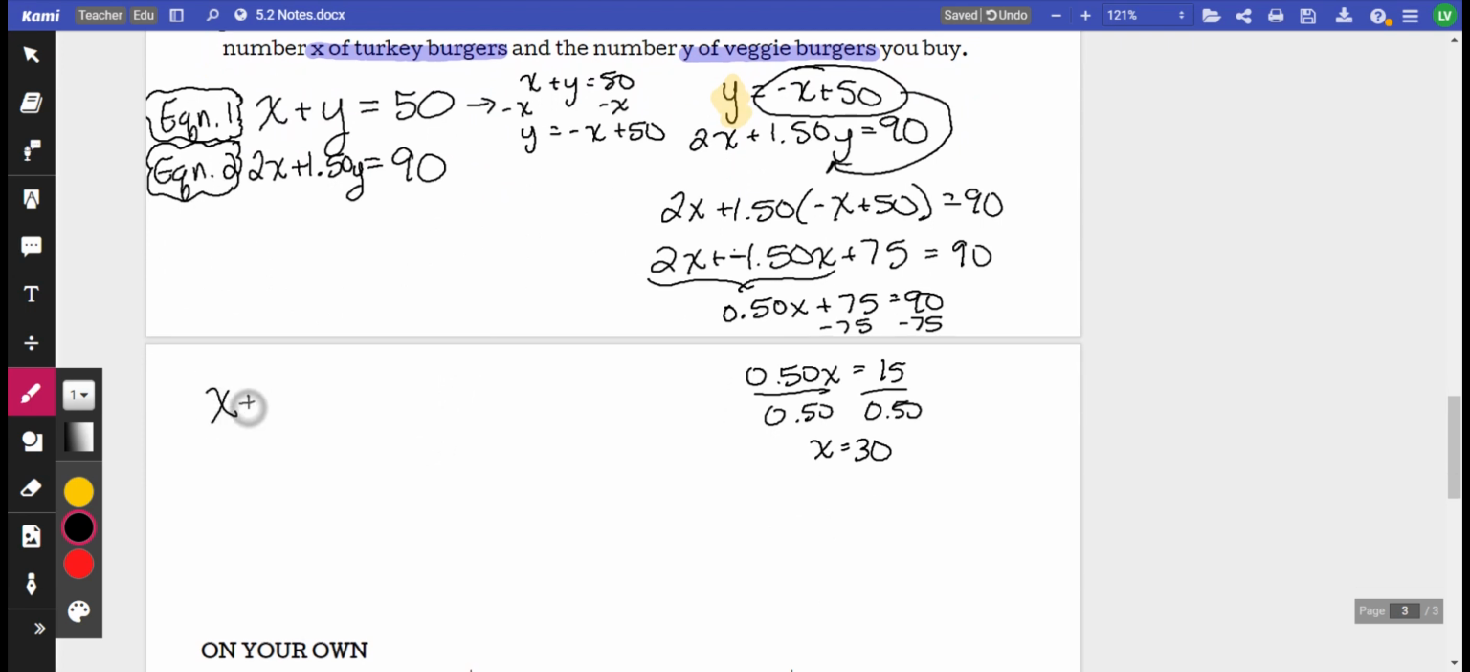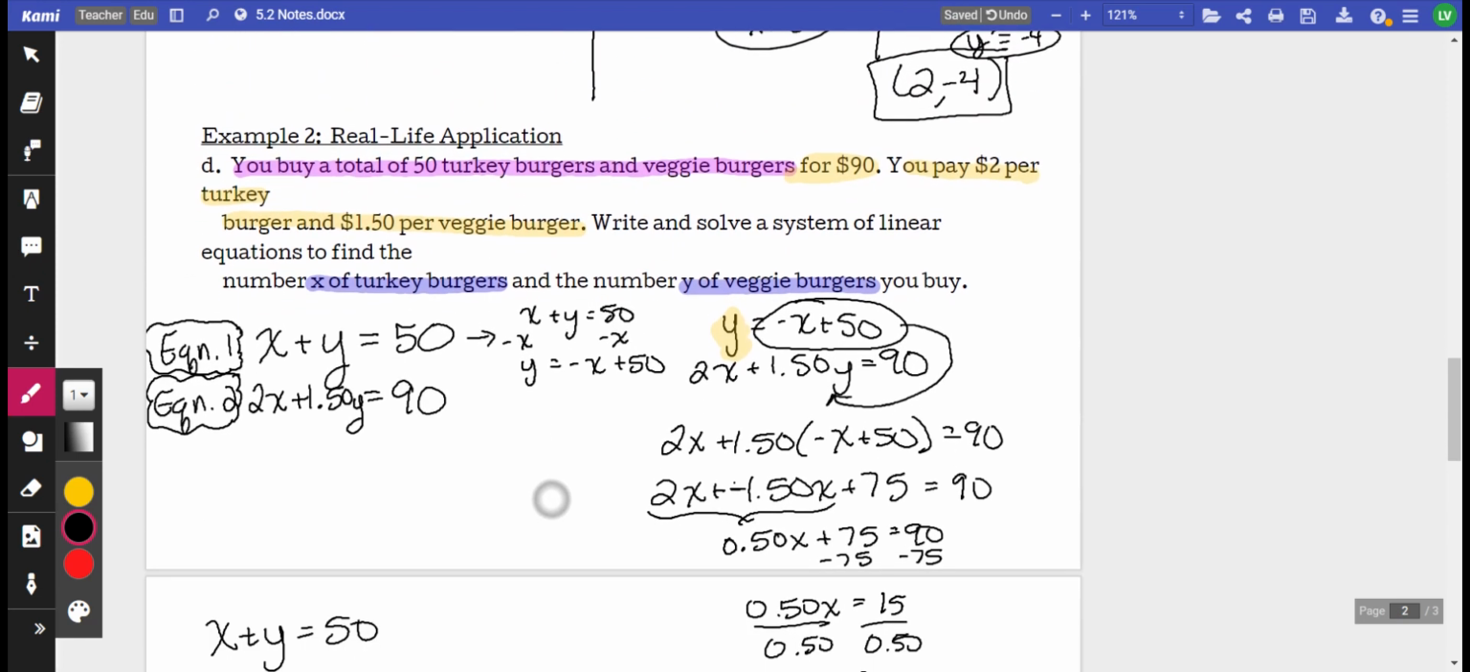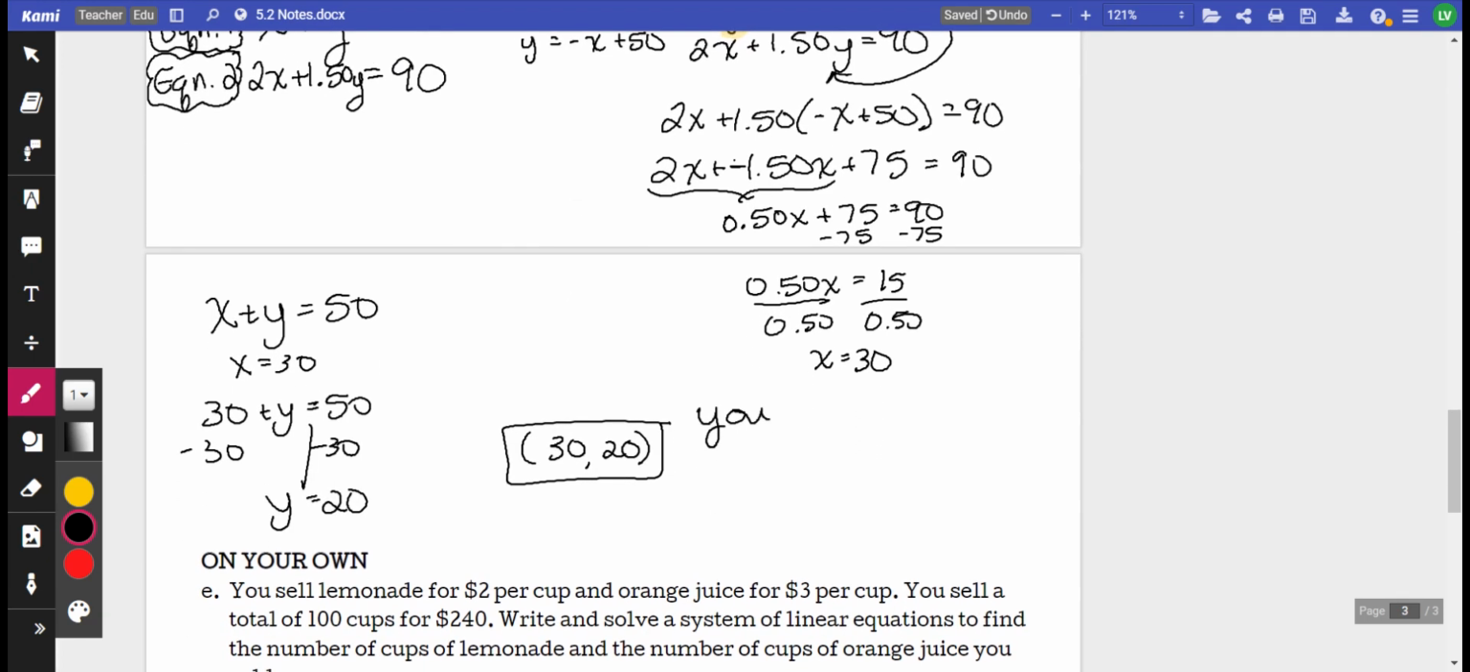I'm going to take the first one, x plus y equals 50. I know that x equals 30, so 30 plus y equals 50. I'm going to extend my equal sign, subtract 30 from both sides. I get y equals 20. So 30 comma 20 is my answer. However, it is a word problem, so we're going to actually explain what this means. You buy 30 turkey burgers and 20 veggie burgers.